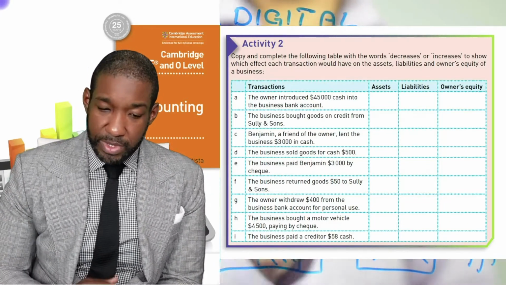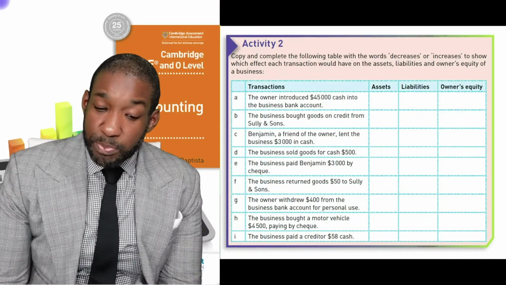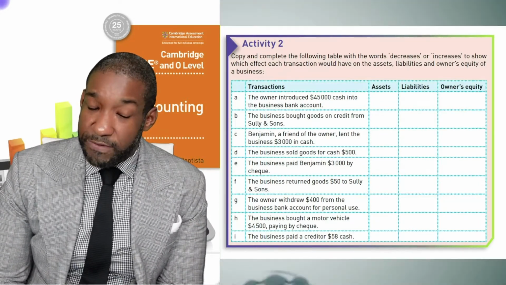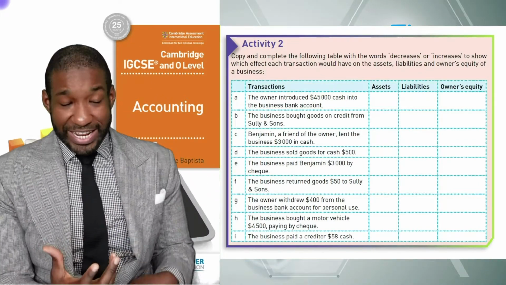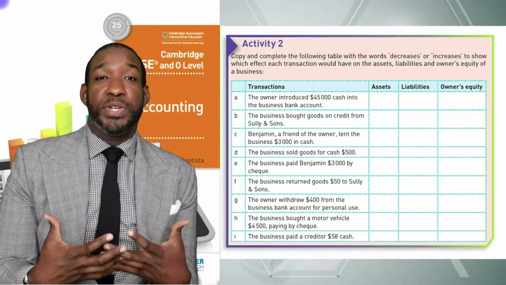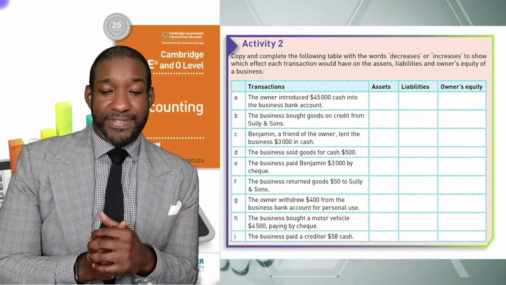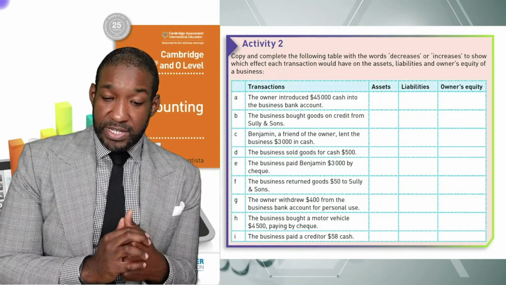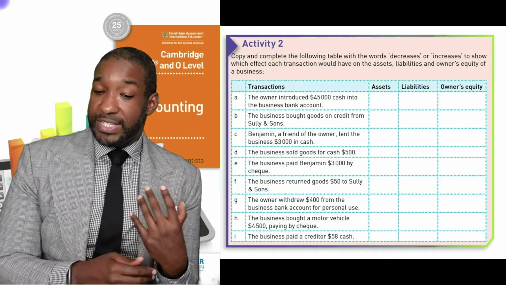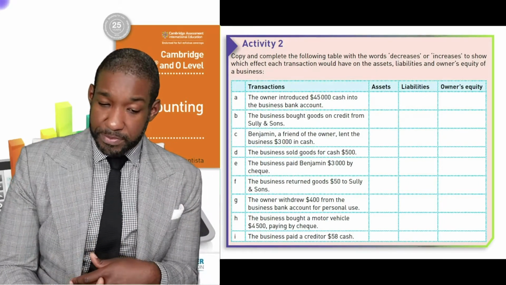account? Letter B, the business bought goods on credit from Sully and Sons. Goods are now injected into the business and have now increased what the business has. However, the business now owes Sully and Sons. So what does that do to assets, liabilities, and owner's equity?